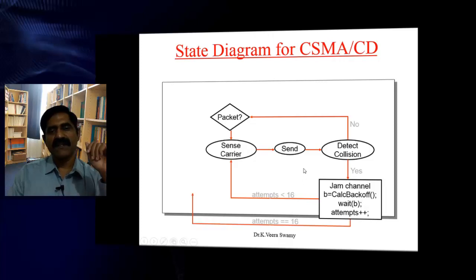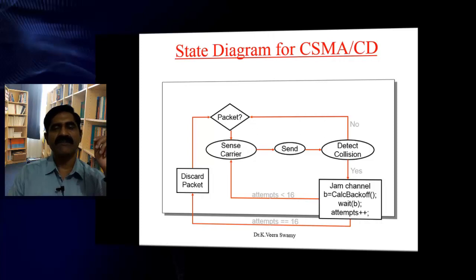And suppose it is greater than 16, then that will be communicated to the sender. That is beyond capacity, so a higher layer will take the decision there. So this is the way we can work with CSMA/CD.